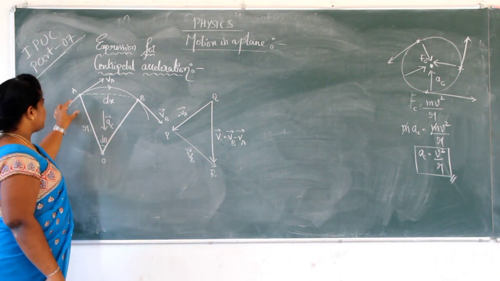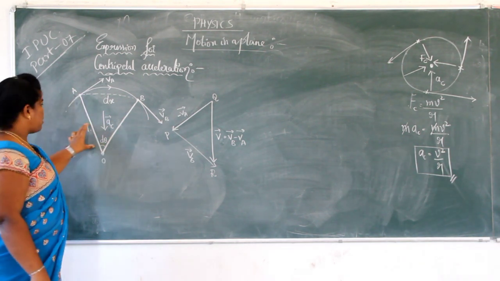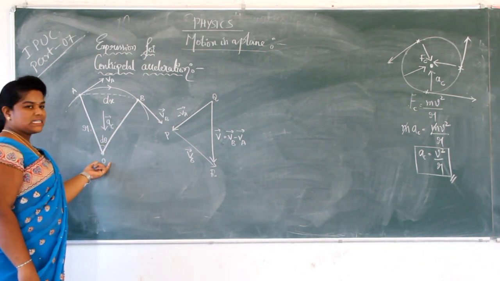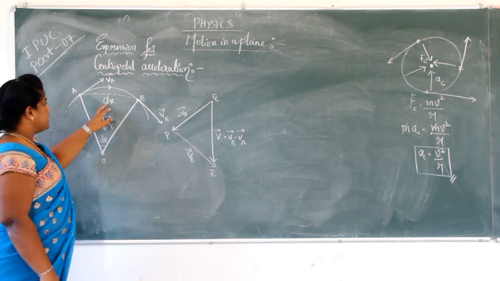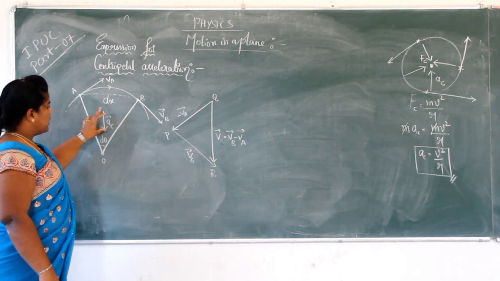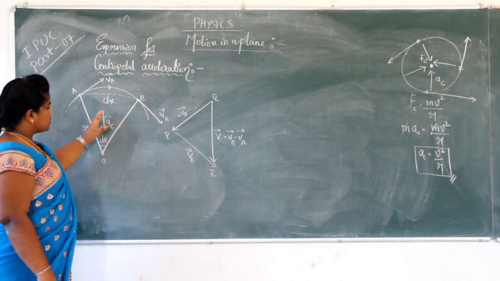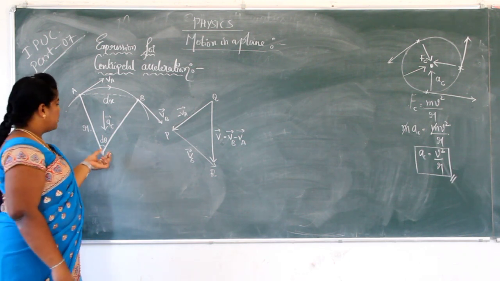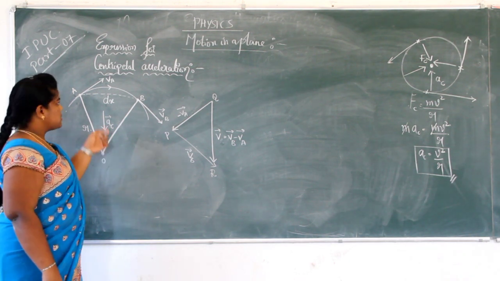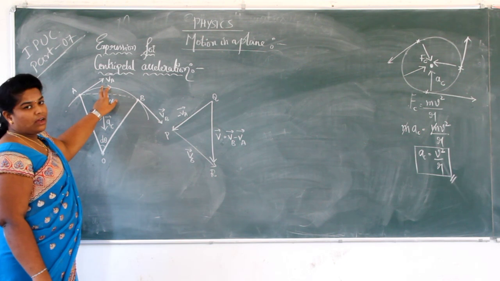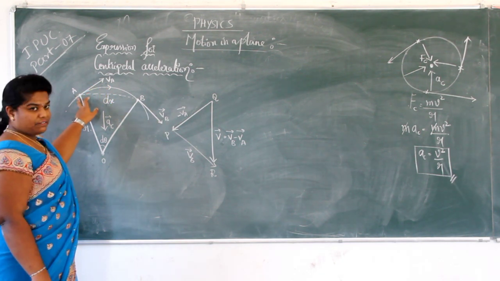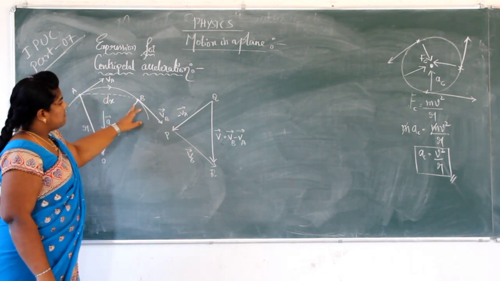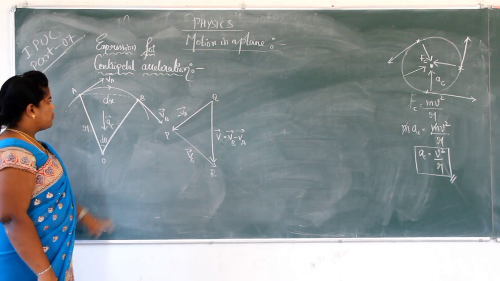Whereas a particle is moving in a circular path of radius r, where O is the center of the circle and dx is the linear displacement. This acceleration is always acting towards the center. d theta is angular displacement. Va is the velocity of a particle at point P and the circumference of a circle. Vb is the velocity of a particle which is moving at point B.